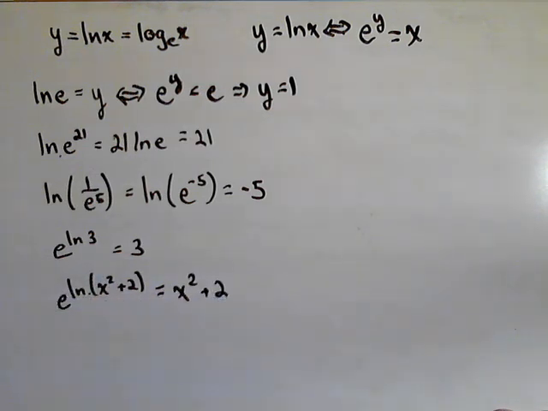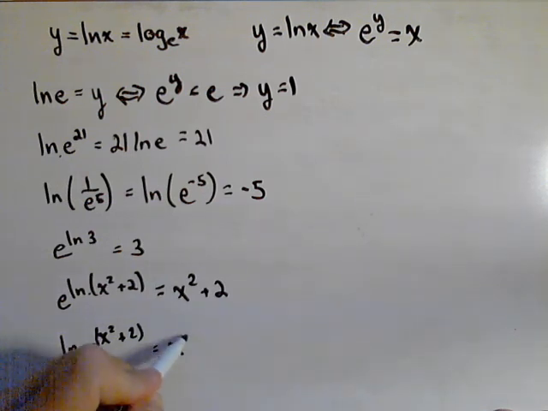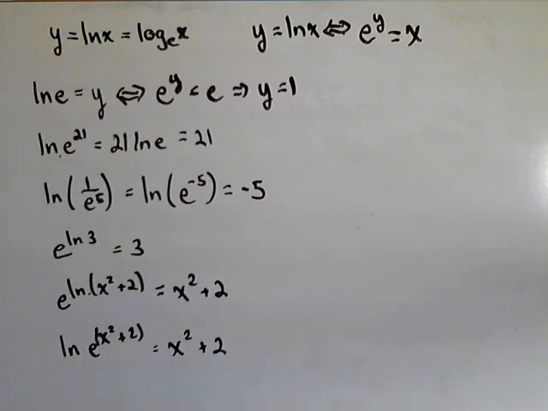Now these properties hold for all logs as long as these bases are the same, not just natural log. This just happens to be because I'm using a base e on both. So these are some of the properties that we need to know working with logs. If we had ln of e to the x squared plus 2, so that's all in the exponent, that's also equal to x squared plus 2. So again, these properties are for any logs. I just was doing them this time specifically for the natural base.